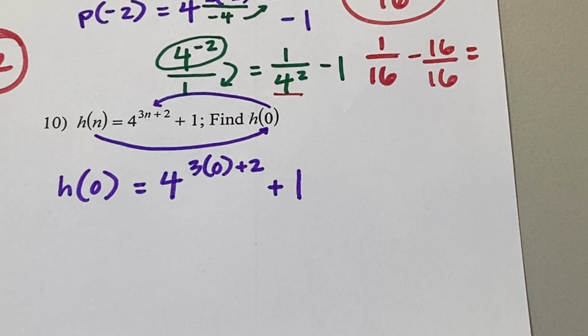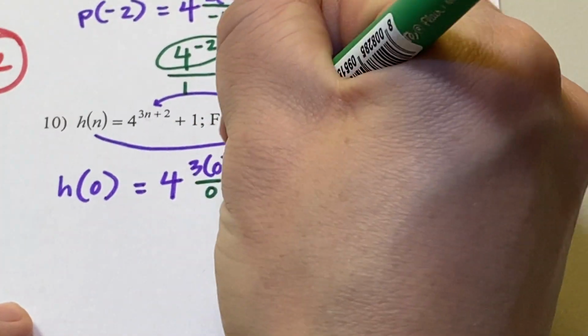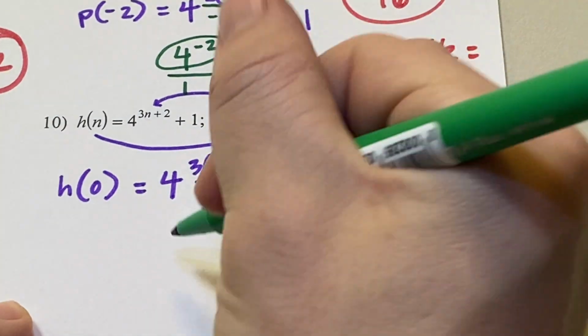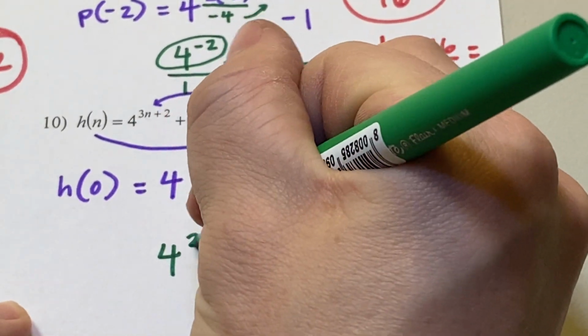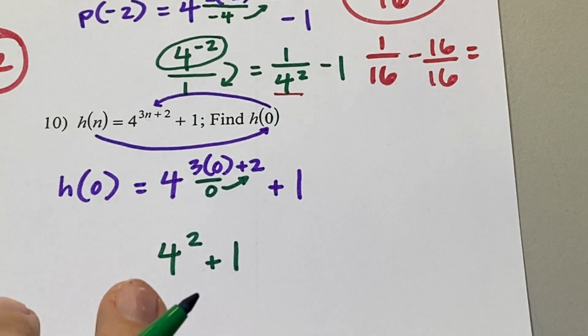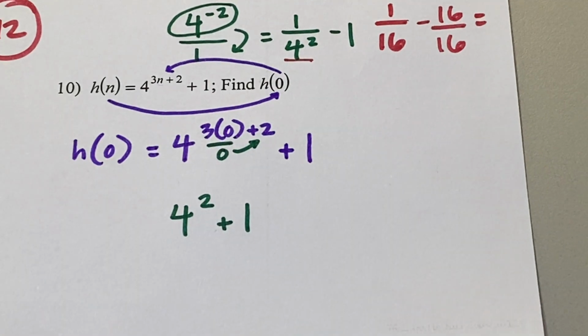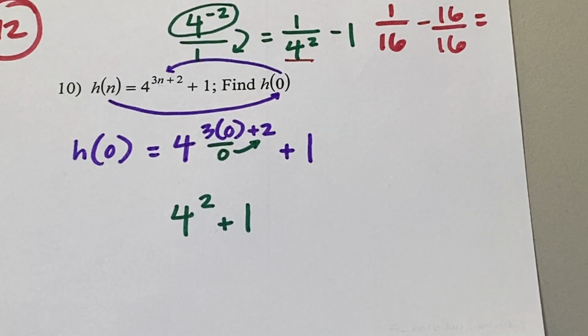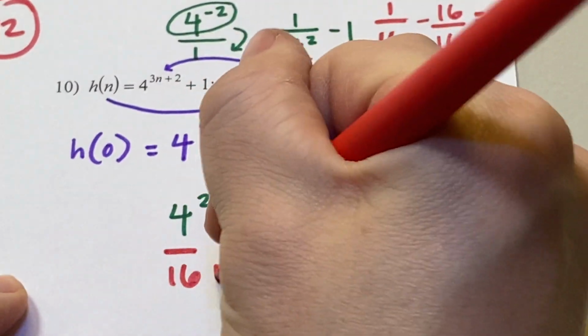Here's why I love 0 so much. What's 3 times 0? 0. What's 0 plus 2? 2. So this literally just becomes 4 squared. And then I'll add my 1. Well, tell me, what is 4 times 4? 16. And plus 1 is 17. Booyah.